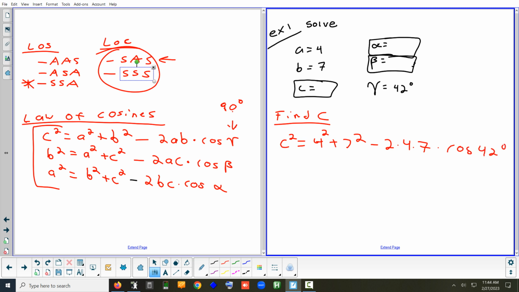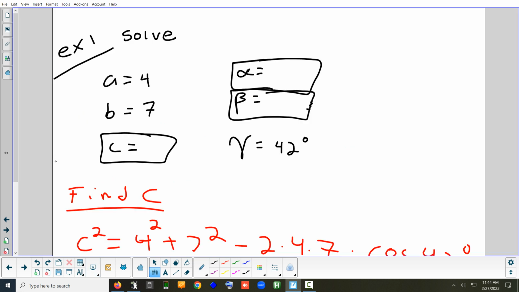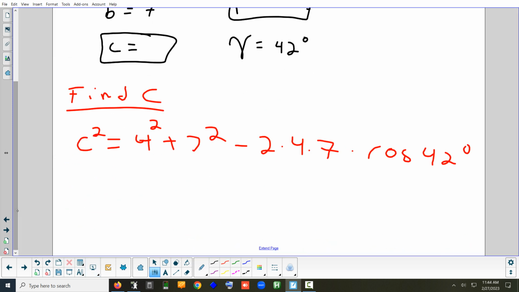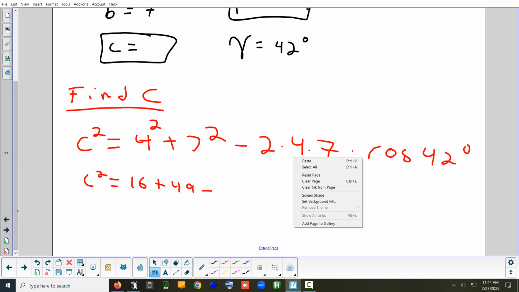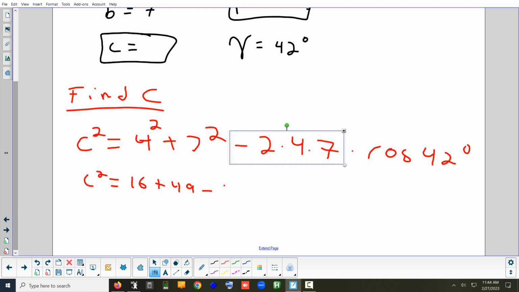Now you just do that out. So this is actually easier? Well, yeah, I think this part doesn't really have any algebra other than just taking a square root at the end. Okay, so 4 squared gives me 16, and 7 squared is 49, and 2 times 4 is 8, times 7 is 56. 56 cosine 42.